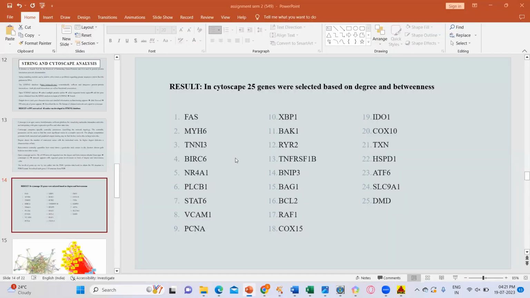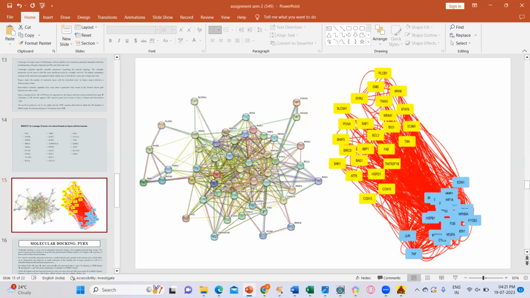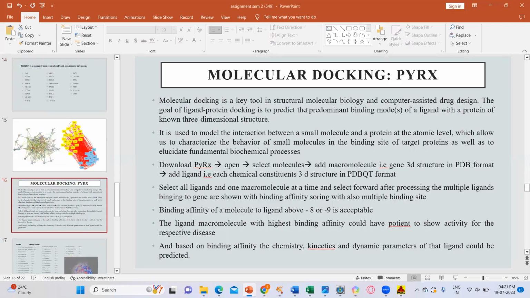Now, in the Cytoscape analysis, finally 25 genes were selected based on the degree and betweenness. These are all the 25 genes that were obtained. This is the PPI network that is obtained in the STRING database, and this is the network that is obtained in the Cytoscape analysis. Further step is molecular docking.